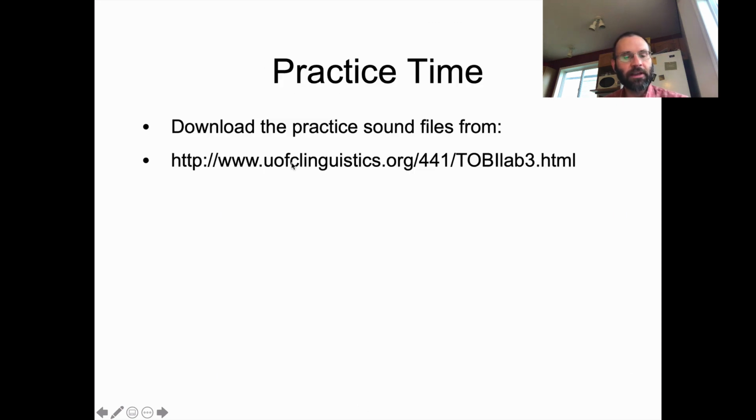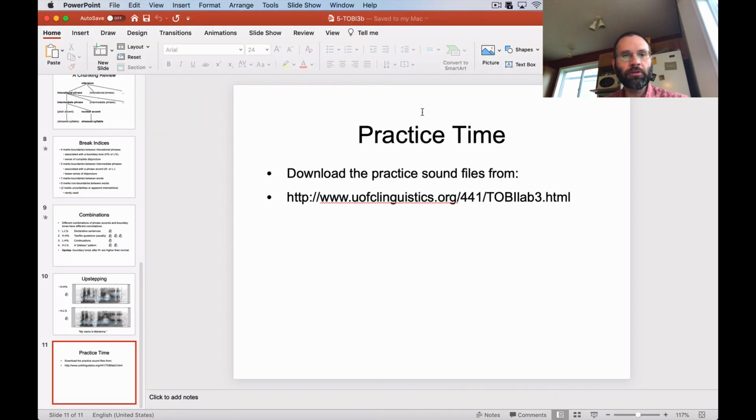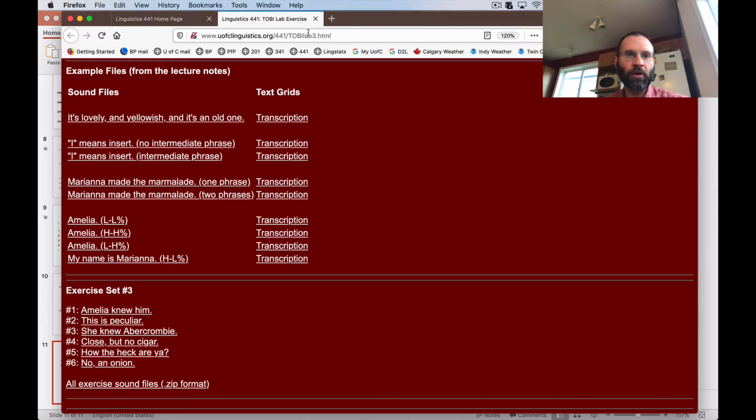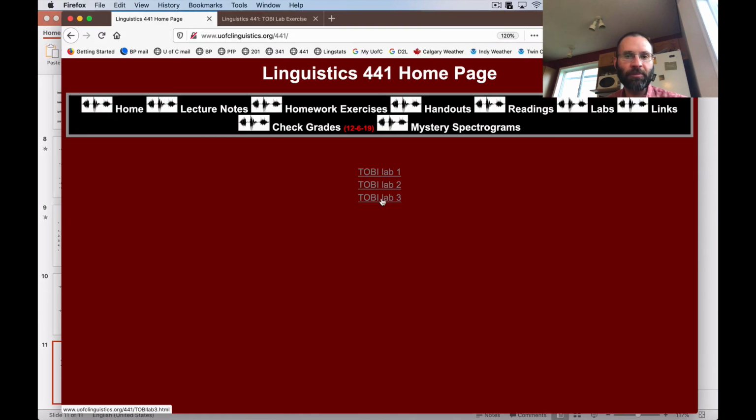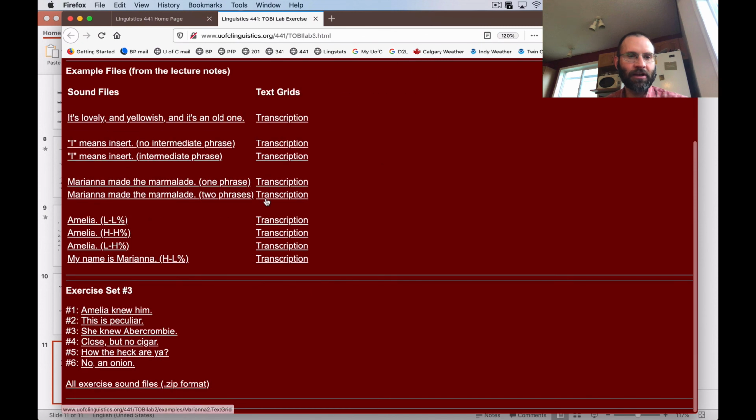Okay, so that's it for the boundary tone combos and intermediate phrases, and we're just going to work on some practice for this because again they take a little while to get used to. So you can go to the home page again and we can work on ToBI Lab number 3. I've got it linked up here, and this is it here. I've got the examples from the lecture, and then we're going to work on these 6 utterances together. So have at her and we'll figure out what's going on.